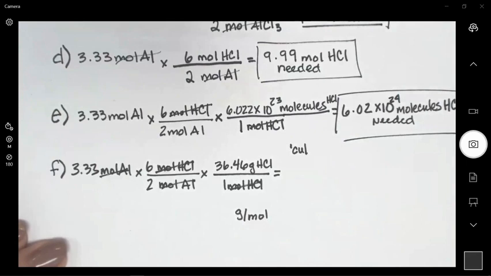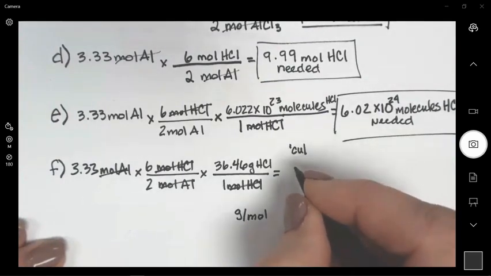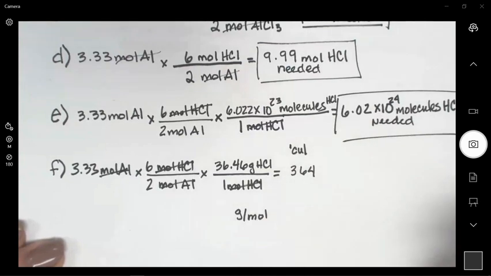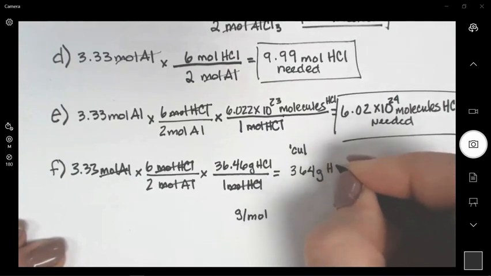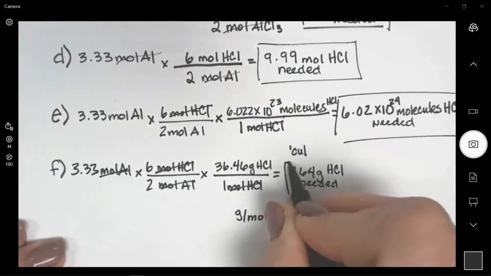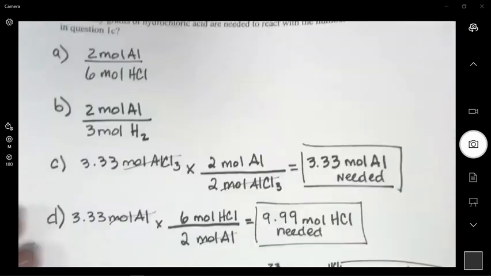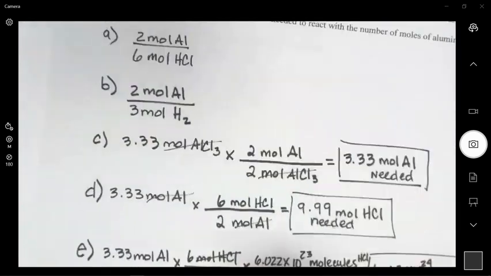Okay. So 3.33 times 6 times 36.46, hit equals, then divided by 2, hit equals. What do we get? 4.2. How many sig figs in our answer? 3. So 3, 6, 4. What are my units? Grams. What's my subject? HCl. And if I want to be an overachiever, I would say needed. And I box the answer. So that's how you would set up and answer AP questions.